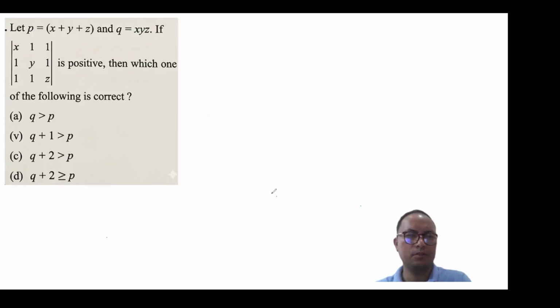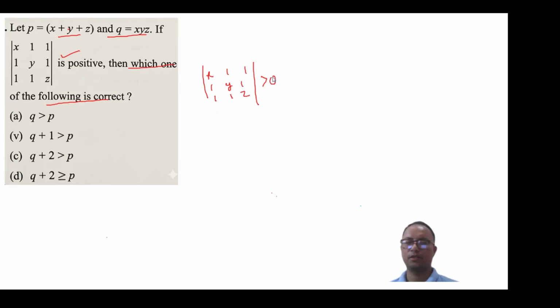3. What is the question? The determinant of the pyramid is positive, and which one of the following is correct? I think this is pretty much easy. So the pyramid determinant is x 1 1, 1 y 1, 1 1 z. The determinant value is greater than 0.